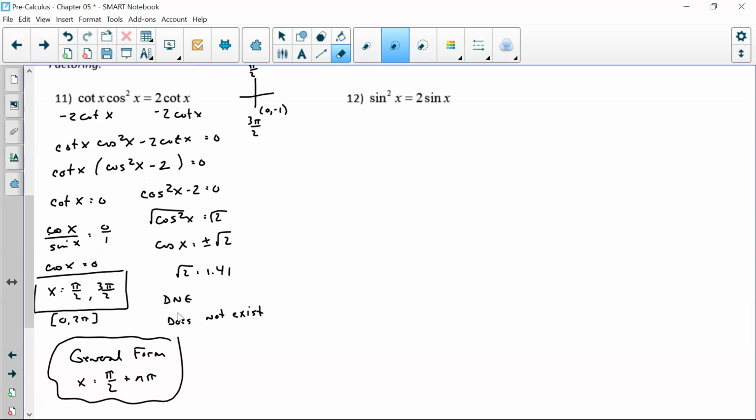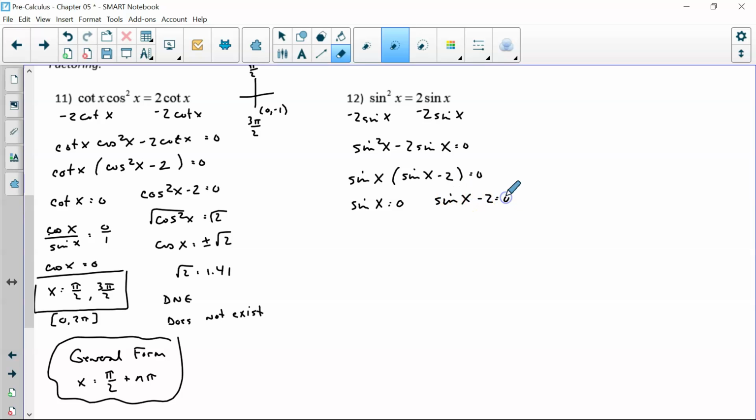Let's try one like number 12. Once again, get it equal to 0. Subtract 2 sine of x from both sides. Sine squared x minus 2 sine of x equals 0. So what we can do is factor out a sine of x. That would give us sine of x times sine of x minus 2 equals 0. Now that it's factored, set each factor equal to 0. Sine of x equals 0. Sine of x minus 2 equals 0.